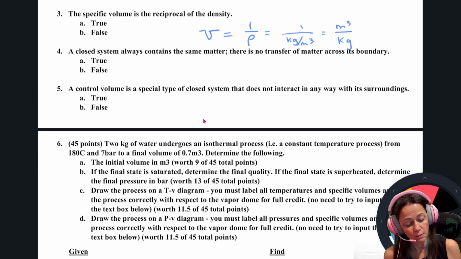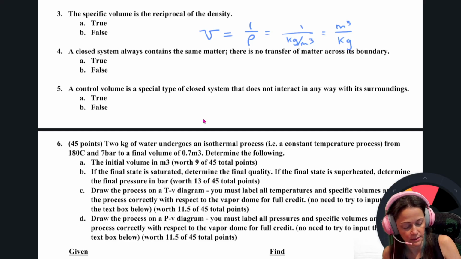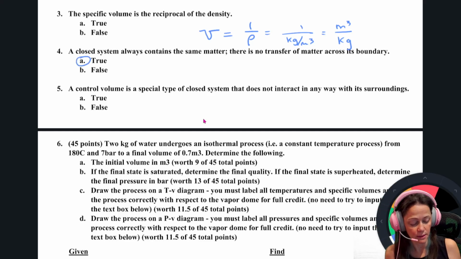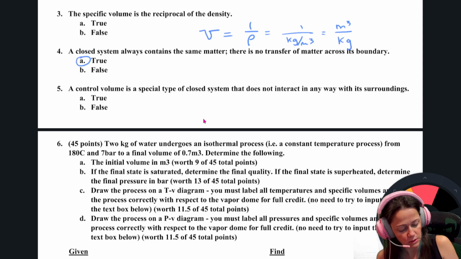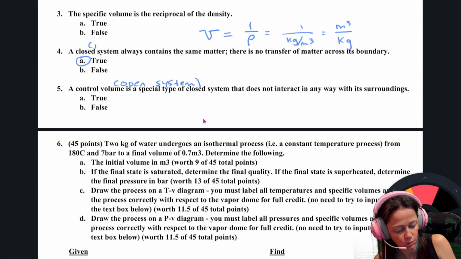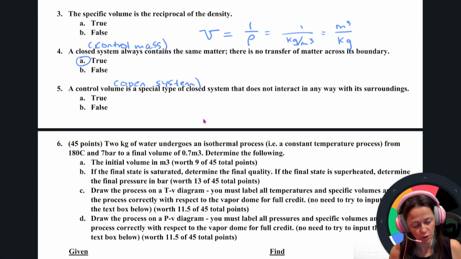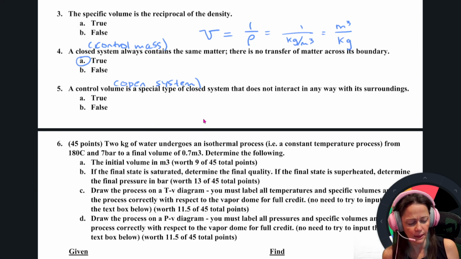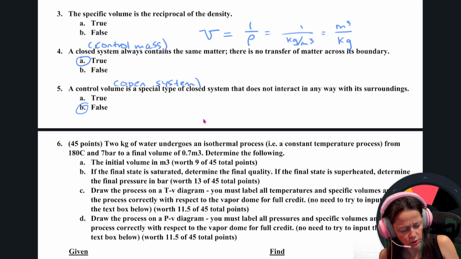Number 4: a closed system always contains the same matter. There's no transfer of matter across its boundary, and that's absolutely true. That's what a closed system is. A control volume is an open system. Two different ways of saying the same thing. Like a closed system, we can call that a control mass. So these terms are used interchangeably. Control volume is a special type of closed system that does not interact in any way with its surroundings. That's actually false.